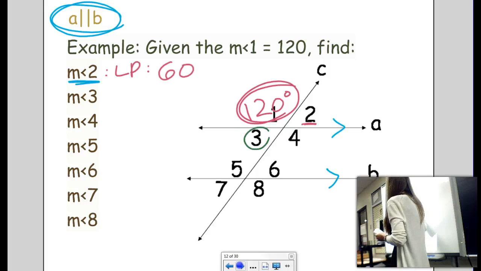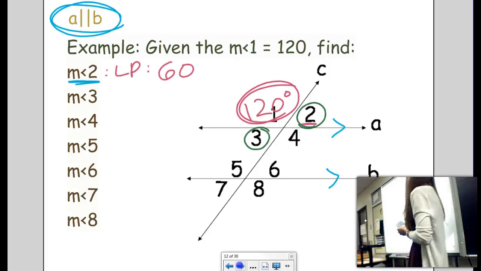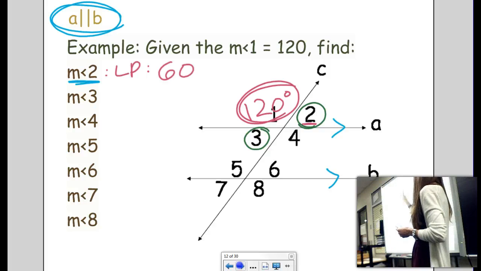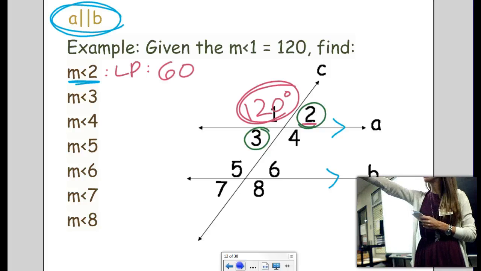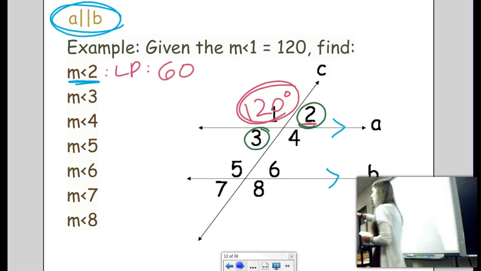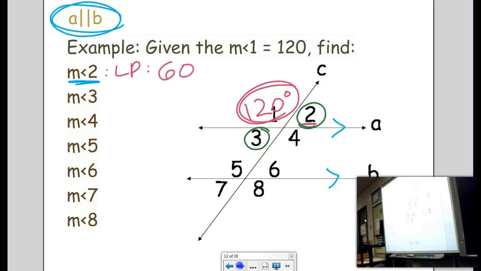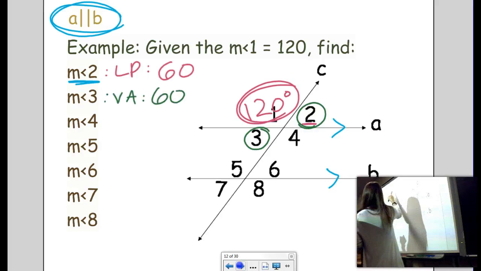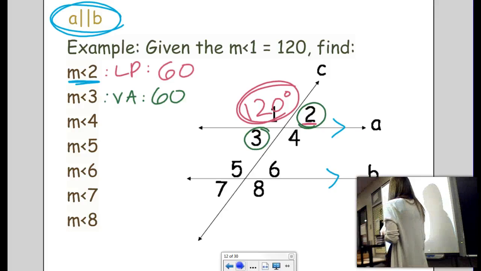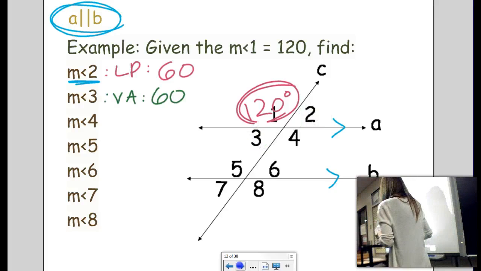Let's compare angle 3 to the one we just found. Alyssa, what's the vocab word for angle 2 and angle 3? Vertical angles. And I made you write on your notes, vertical angles are always congruent. So what's the measure of angle 3? 60. Done. Those are vertical angles and 60. You don't have to write this every time, the vocab word. I'm just making you practice.